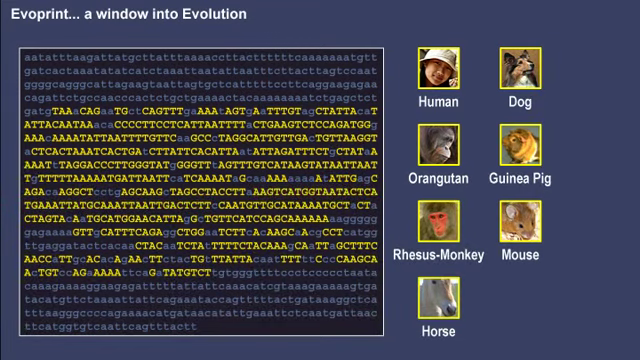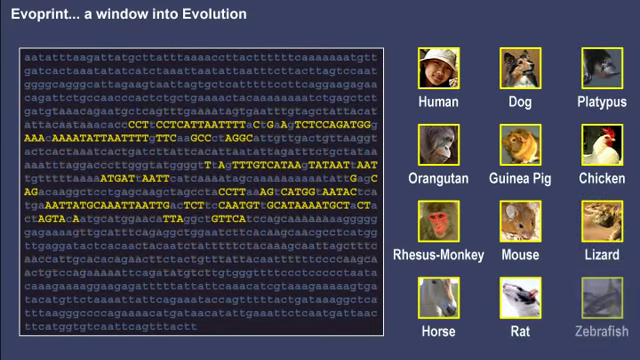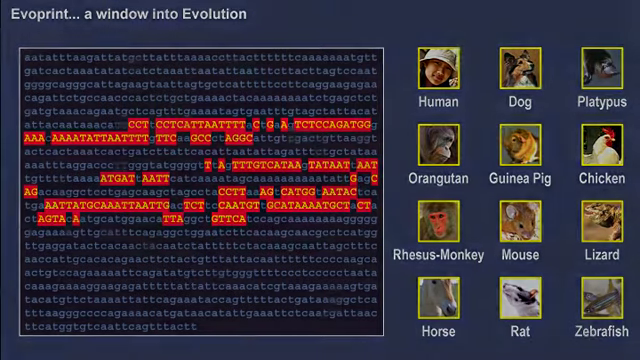Even when we add in the sequences for rat, platypus, chicken, lizard, and zebrafish, there are still regions that did not change. This EvoPrint covers over 2.1 billion years. These must be special sections of DNA to stay so similar over these many millions of years.